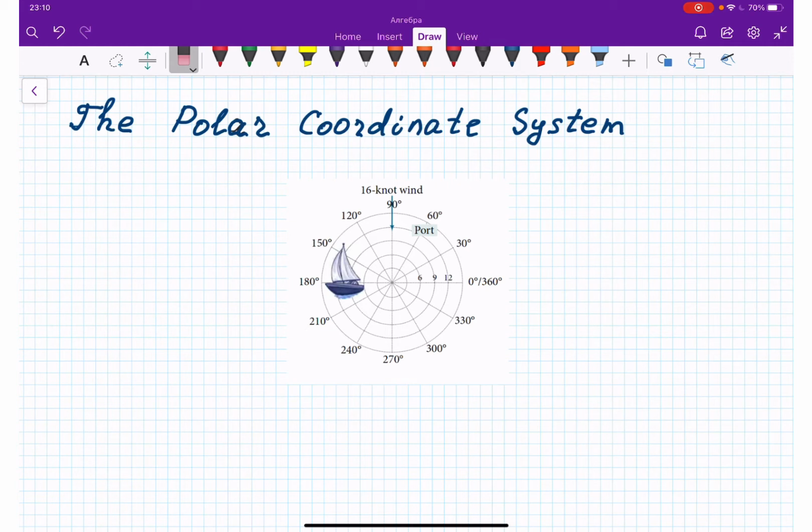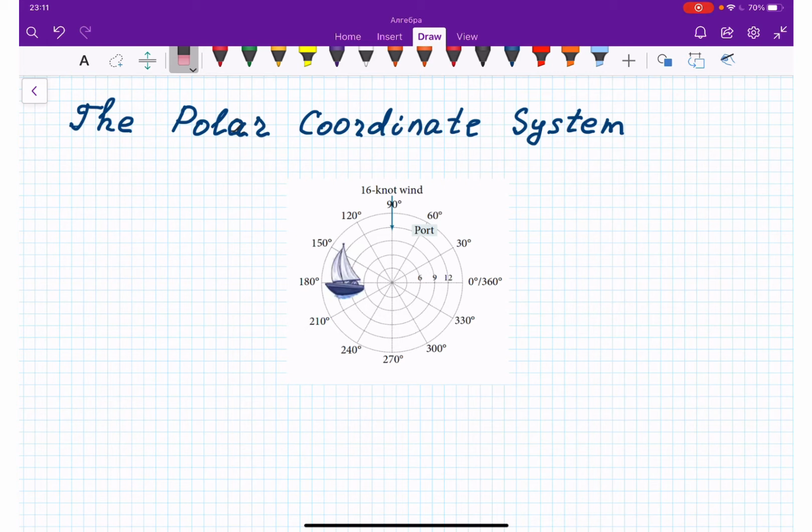Assume that over 12 kilometers from port, a sailboat encounters rough weather and is blown off course by a 16-knot wind. Here it is, you can see in the picture. So look where the port is, right? And look where the sailor is. So how can the sailor indicate his location to the Coast Guard?